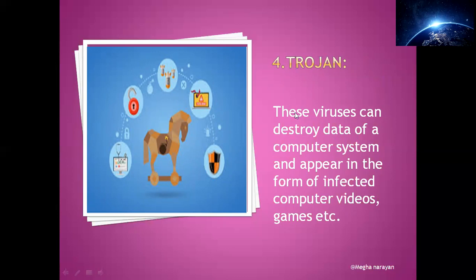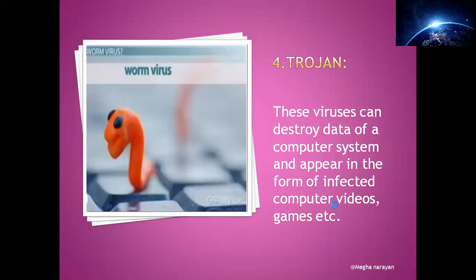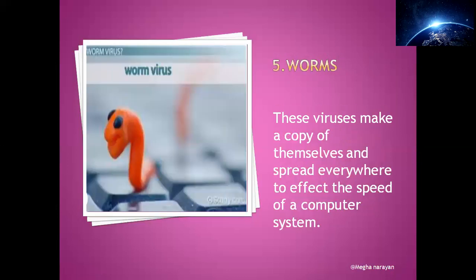Okay, so let's explain this in the way that these viruses can destroy the data of a computer system and appear in the form of infected computer videos, games, etc. So they are also doing the same thing. They will delete and destroy system files and will appear on the computer system in the form of various infected videos or games. Moving on to the last type of computer virus, that is worms.